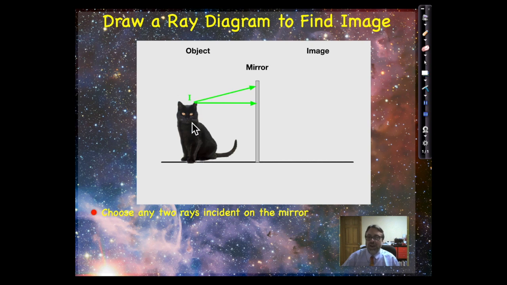Alright, so here I've eliminated most of those rays coming off the cat's ear, and I'm just looking at two rays of light bouncing off the cat's ear, and I wanted to pick two rays that will actually strike the mirror because I'm looking to see where the image will form in the mirror. Before I draw the reflections, I need to draw those reference normal lines in.